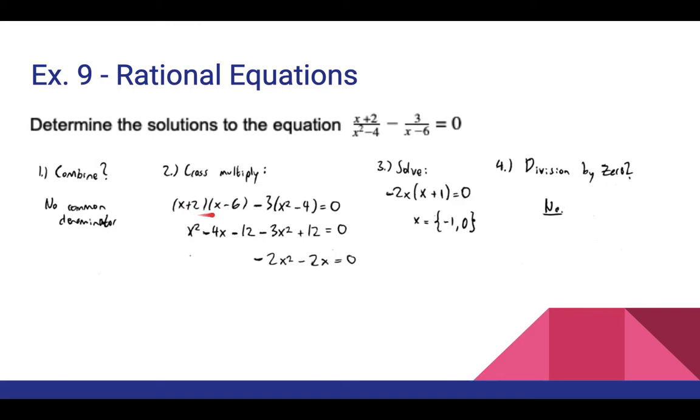So as a result, we're going to get x plus 2 times x minus 6 minus 3 times x squared minus 4 equals 0. So now we're going to expand this expression out, which gives us x squared minus 4x minus 12. And then we're going to get minus 3x squared plus 12, because we have minus 3 times negative 4, equals 0. So what we see is the minus 12 and plus 12 cancel out, and the x squared and minus 3x squared combine.